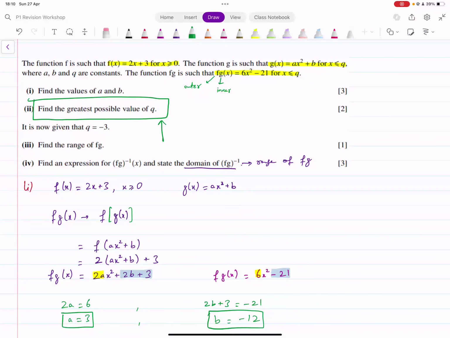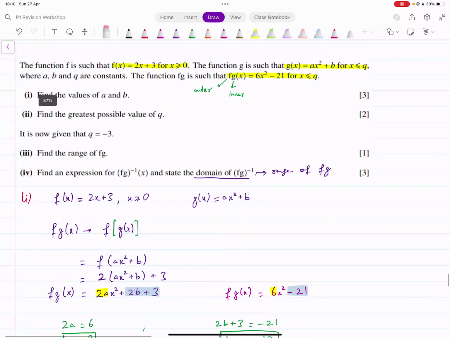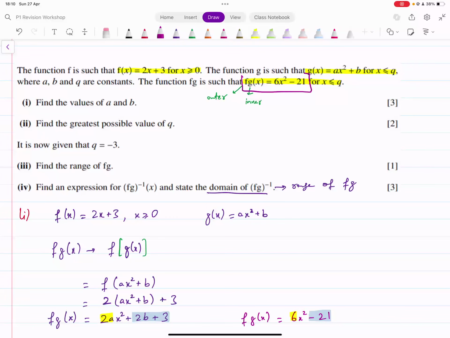Now, what is q? Q is coming in the domain of the function g and the domain of this composite function. What does it mean, find the greatest possible value of q? You've got a composite function here. What's that composite function? The composite function is fg of x. The inner function in this composite is g. So g is the inner function and f is the outer function.